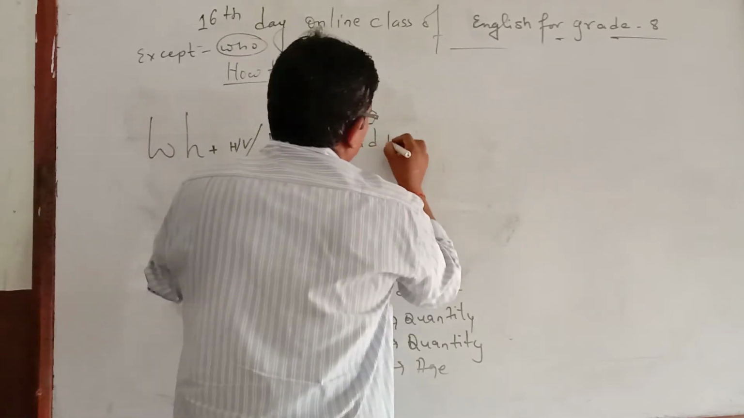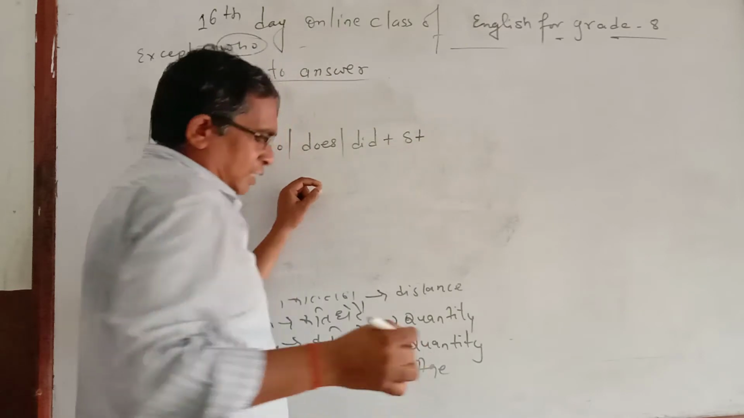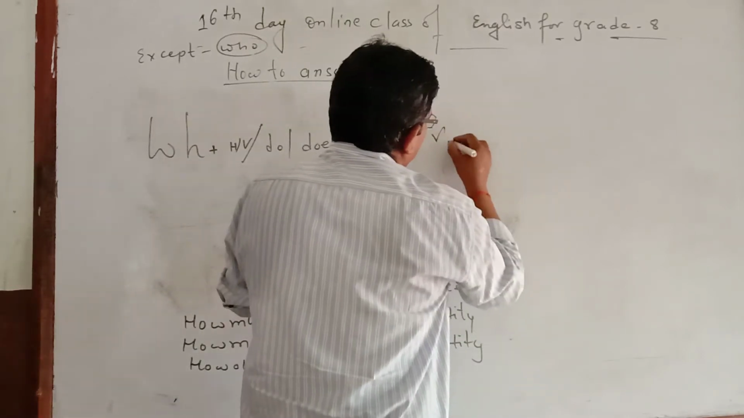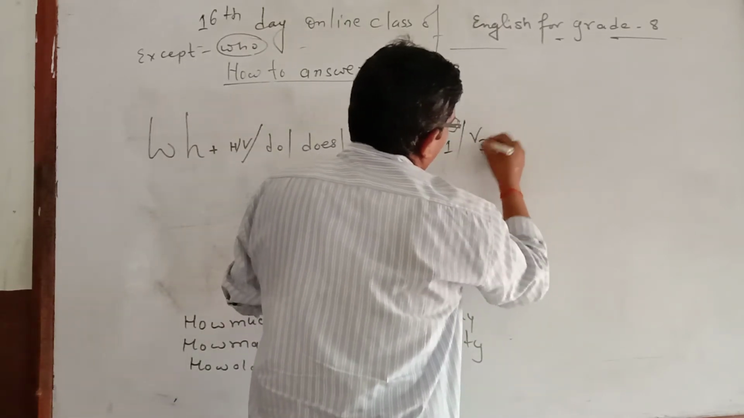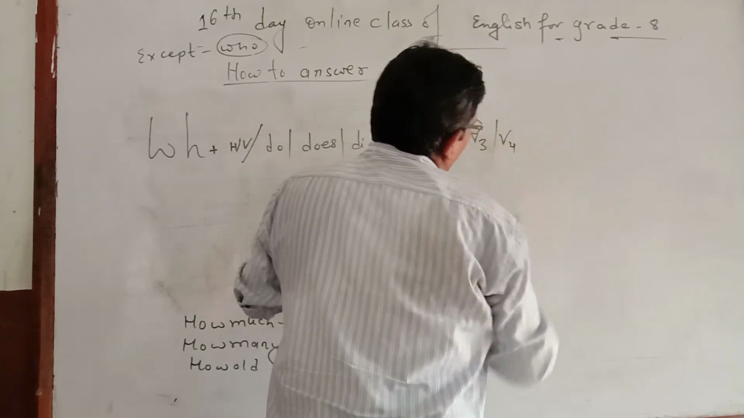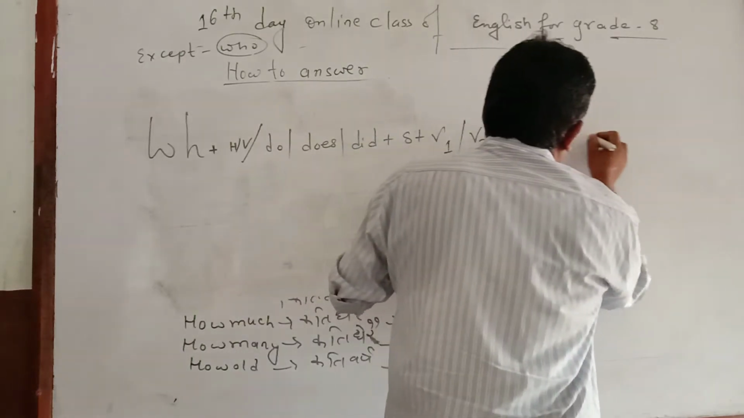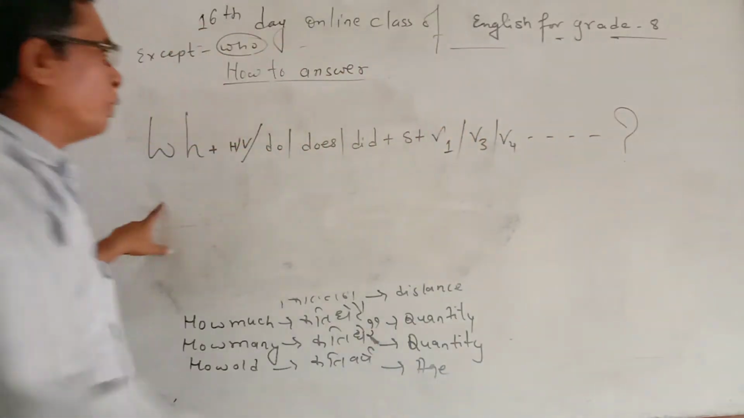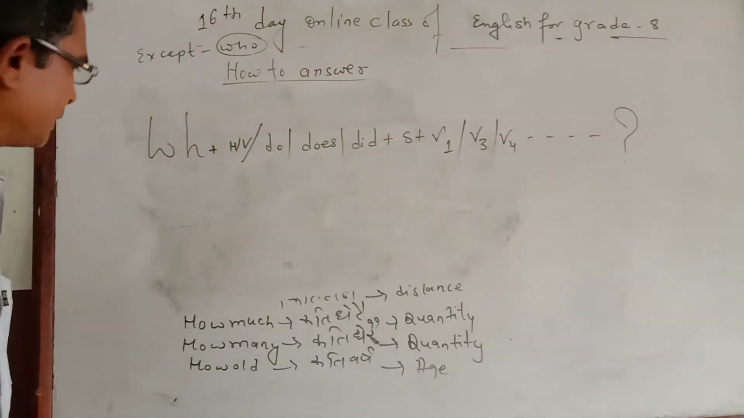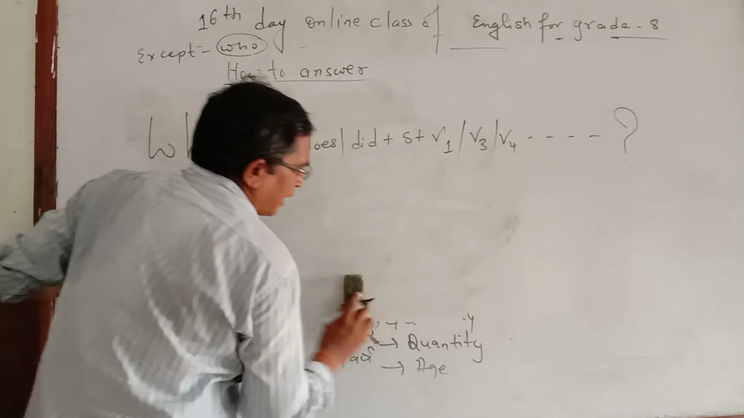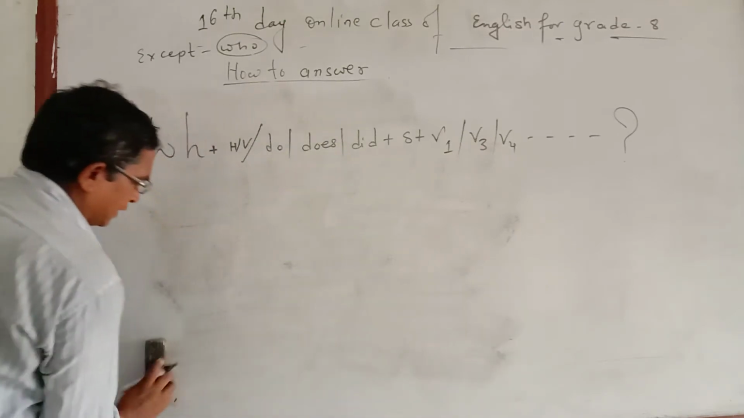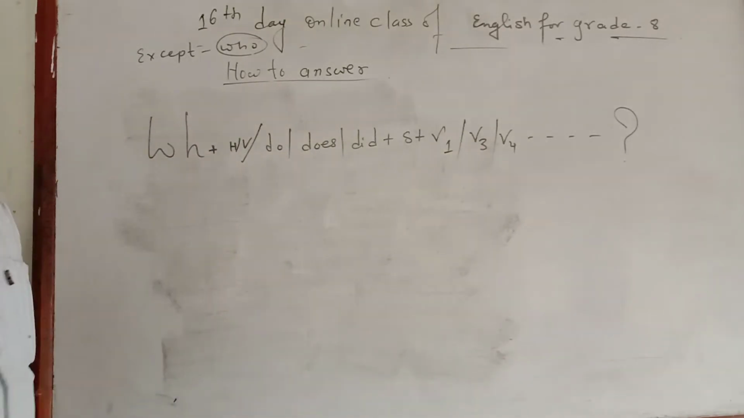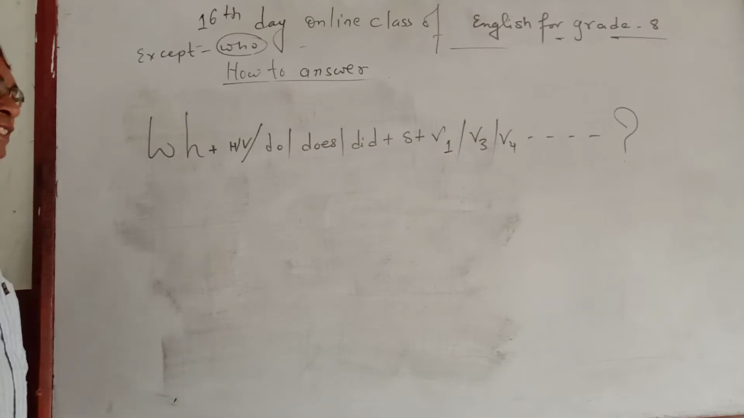After that, there will be the subject. After the subject, there may be either V1, V3, or V4. There may be something at last or not, and a question mark finally. This is the way the WH question is made, and this is your question. In this way the question is made to ask you from the text.